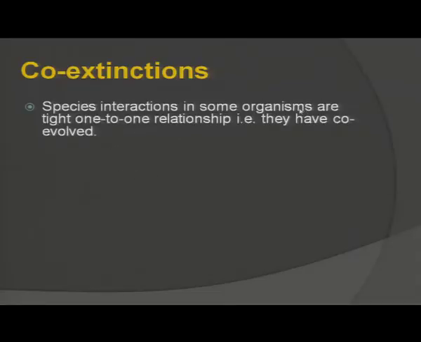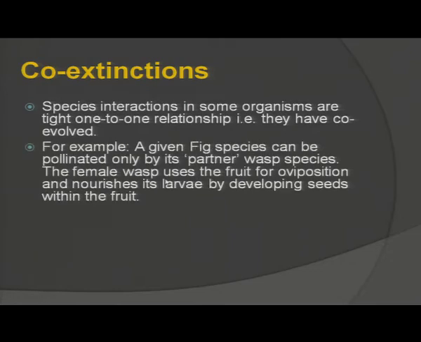Species interactions in some organisms are a tight one-to-one relationship, that is, they have co-evolved with time and their interaction is such that they will not live if any one of them is not present. For example, a given fig species can be pollinated only by its partner wasp species. The female wasp uses the fruit for oviposition and also nourishes its larva by developing seeds within the fruit, and in turn the fig species gets pollinated.